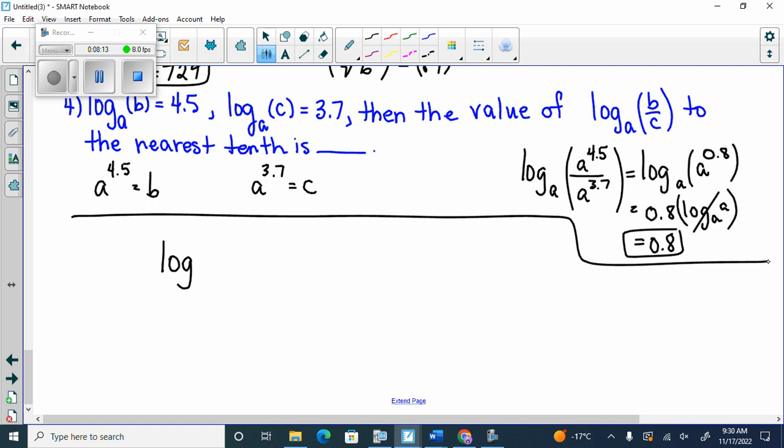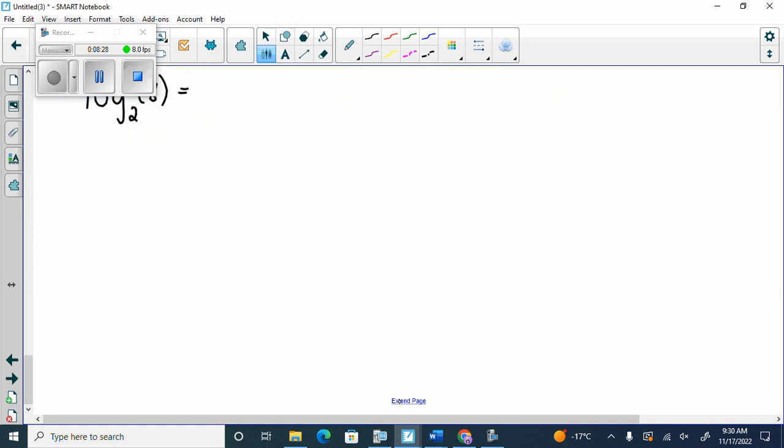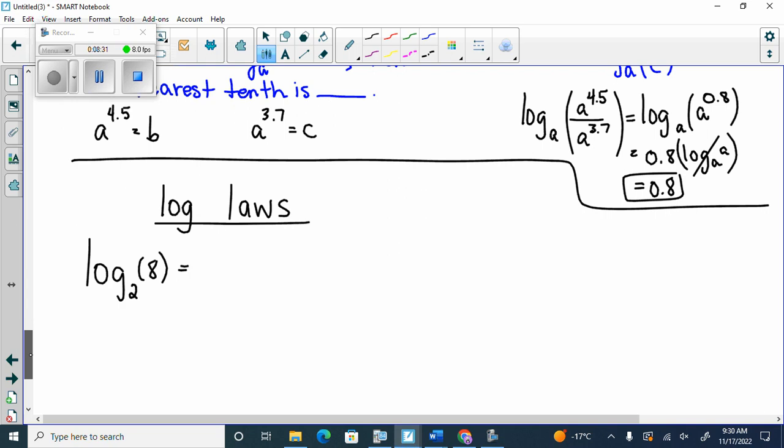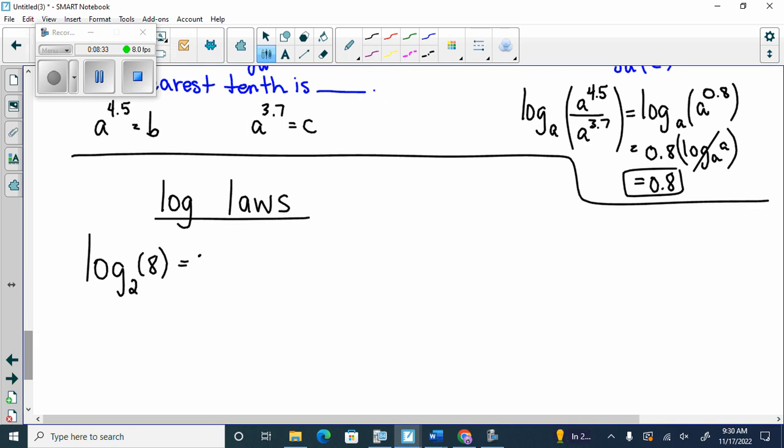So this is log laws, not Loblaws. We talked about this yesterday. If I give you log base 2 of 8, what's my answer? 3. Because you're going 2 to what power gets me 8? 3. Okay, so what if I give you log base 4 of 64? It would also be 3, because 4 to what power is 64?